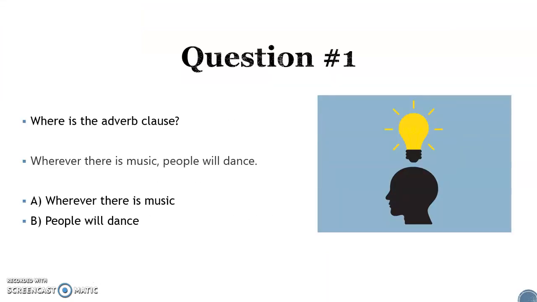So let's go ahead and take a look at question number 1. So where in this sentence is the adverb clause? Wherever there is music, people will dance. Is it A, wherever there is music, or B, people will dance?